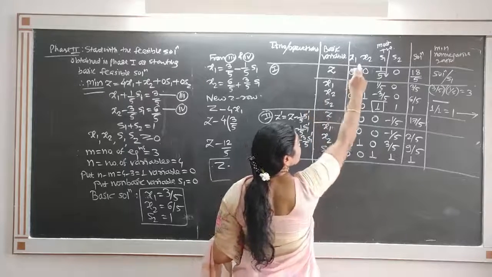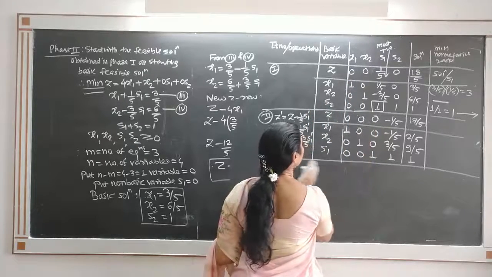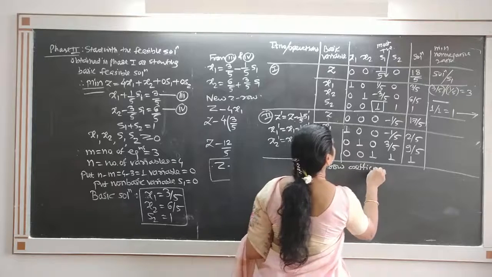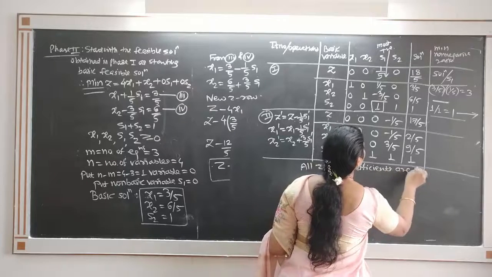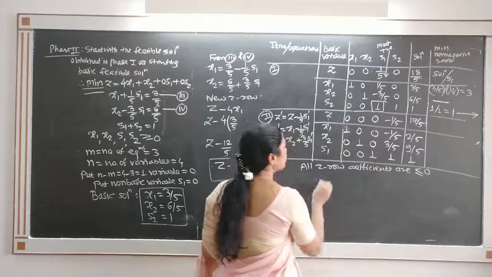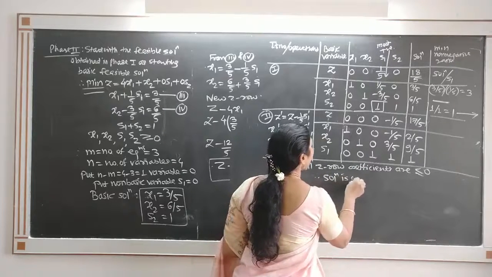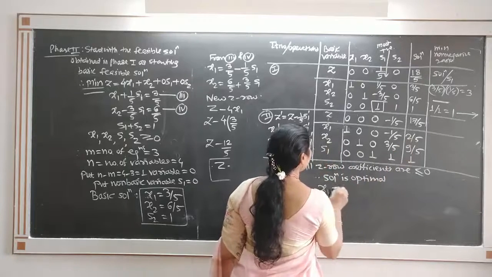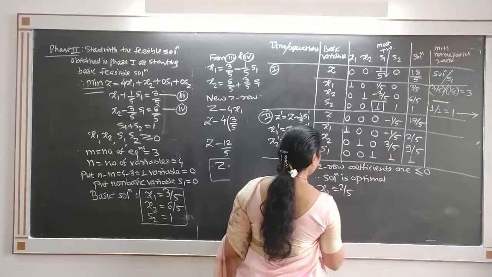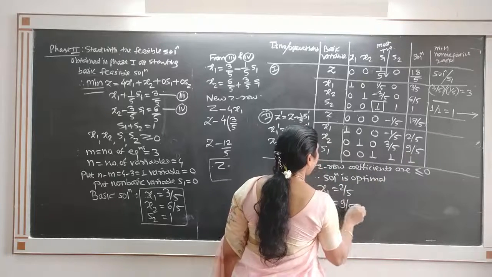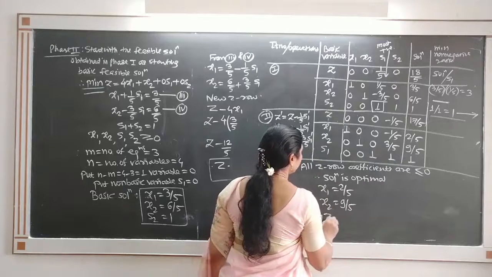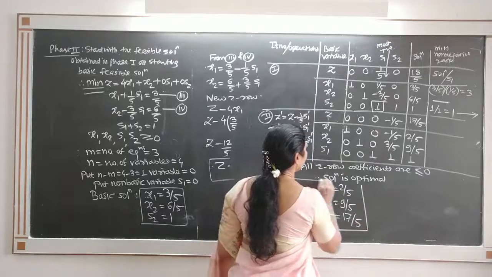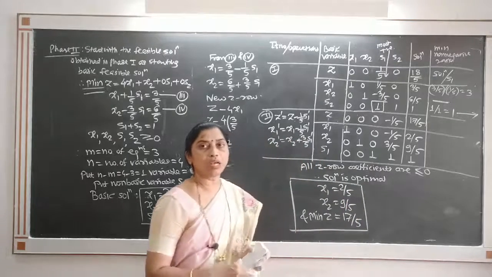We want most positive, but now we don't get most positive. So all Z row coefficients are less than or equal to 0. We don't get most positive, which implies that the solution is optimal. See what the solution is: x1 is equal to 2 by 5, x2 is equal to 9 by 5, and minimum Z is equal to 17 by 5. So this is the last solution, that is the optimal solution of that LPP.